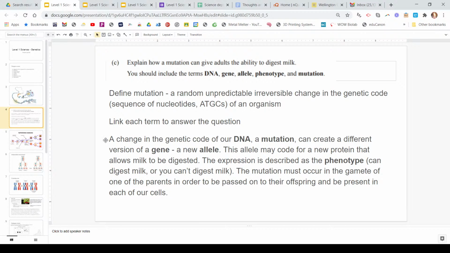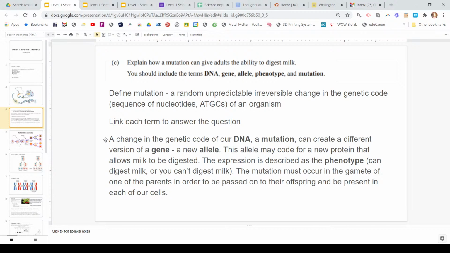A change in the genetic code of our DNA, that's a mutation, can create a different version of a gene. We call different versions of a gene an allele, and that allele may code for a new protein. Every gene codes for one protein, so a different version of a gene can code for a different protein. In the case of humans, this mutation happened, I think possibly in the region of 15 to 20,000 years ago. I may be wrong on that, but that's the ballpark figure in my head. It happened predominantly in North Africa and Europe, and those populations developed the ability to digest milk past the age of about 3. That's just background information, you don't really need to know that.